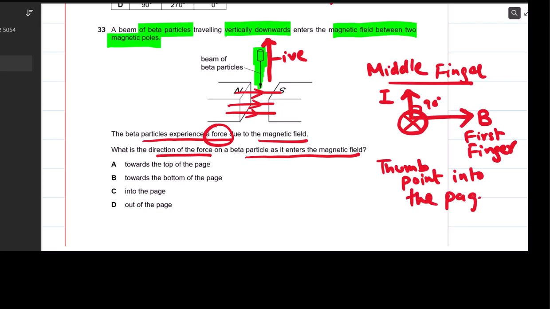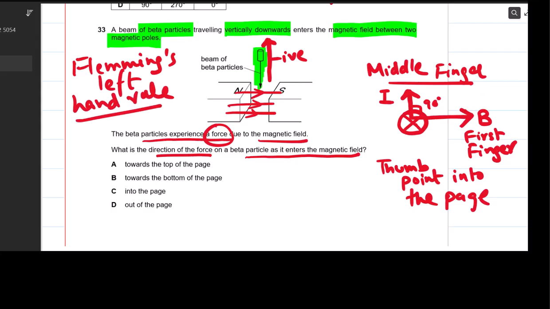You have to use Fleming's left hand rule. Again, I repeat, place your first finger to the right, and middle finger should be upwards. And you will see that if you open your thumb, it is going into the page. So C is right option. Moving to question 34.